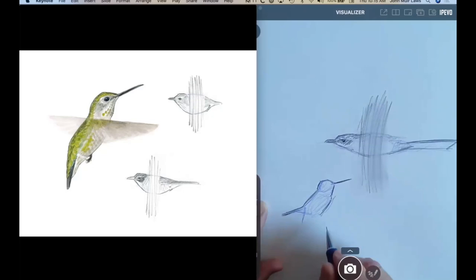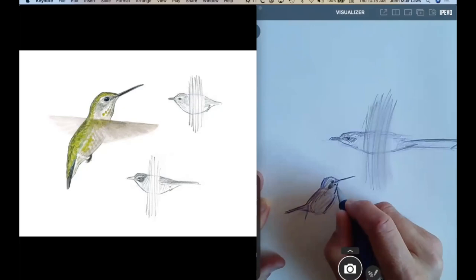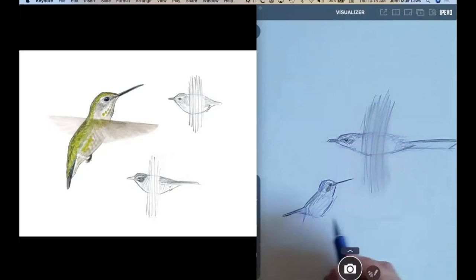And I'm just going to add a little bit of tone onto the back, onto the head, give it a little kind of ear stripey here. This one is a female, so we don't have a big gorget. But what do the wings do?